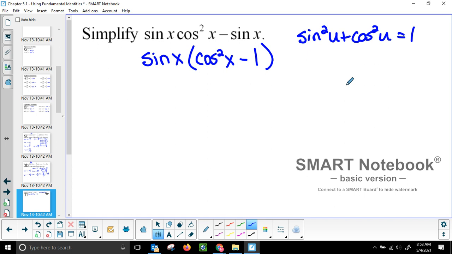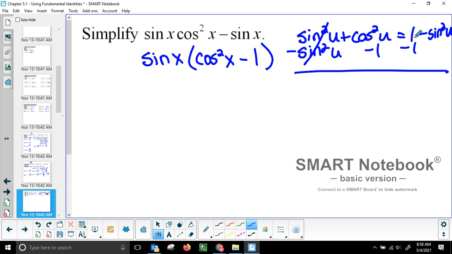A couple of things, right? So basically, I'm going to subtract sine squared u from both sides. And then I'm going to subtract 1 from both sides. All right, so when I do that, this cancels and this cancels. On this side, I'm left with cosine squared u minus 1. And on this side, I'm just left with negative sine squared u.